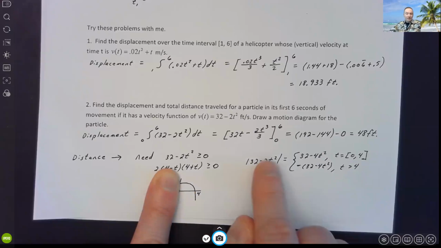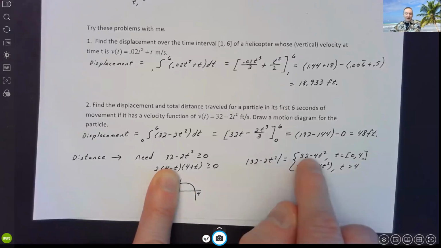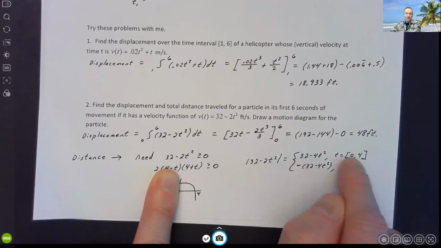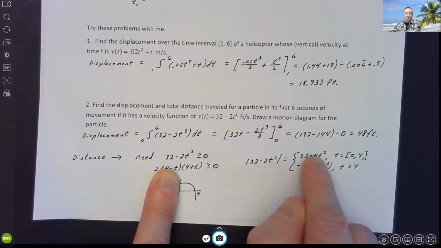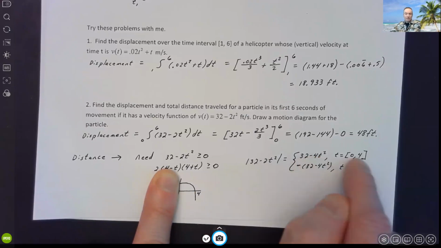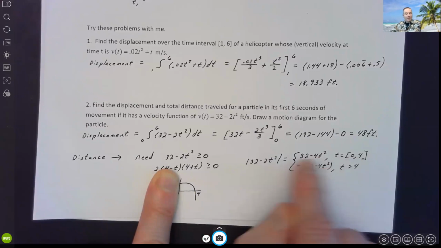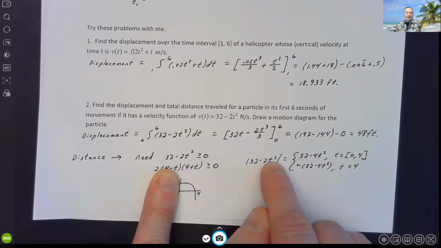Thus, the absolute value of your velocity function doesn't have to do anything for the times between 0 and 4. Anytime t is a value between 0 and 4, it's going to give me a positive, or a 0 when t is equal to 4. But for any value after 4, like if you plugged a 5 into that, you get 32 minus 50.